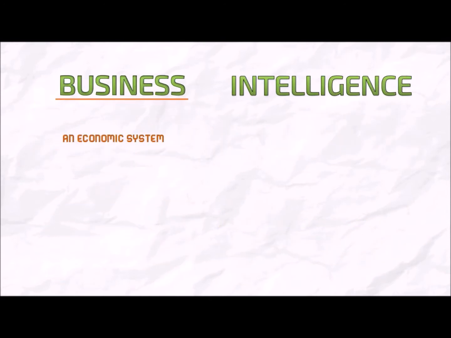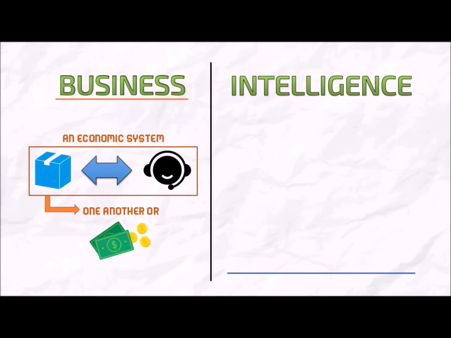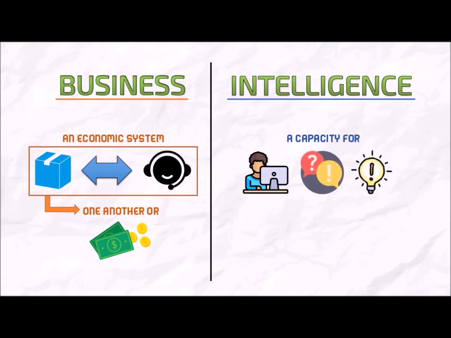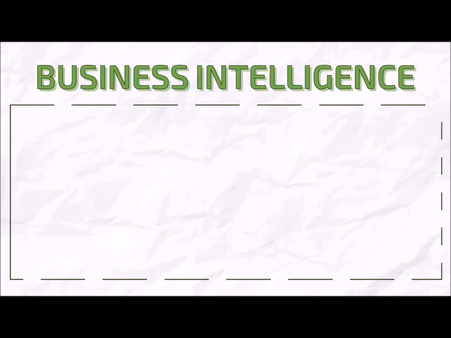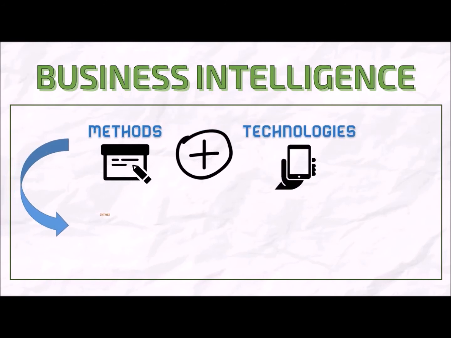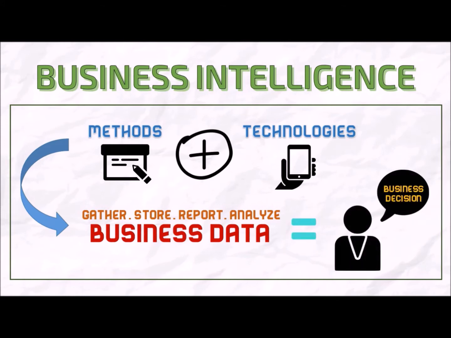Business can be defined as an economic system where goods and services are exchanged for one another or for money. Intelligence is a capacity for learning, reasoning, and understanding, for collecting truths and information. In general, business intelligence is a combination of methods and technologies that could gather, store, report, and analyze business data to help people make business decisions.